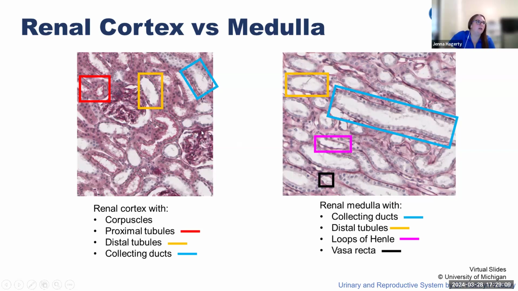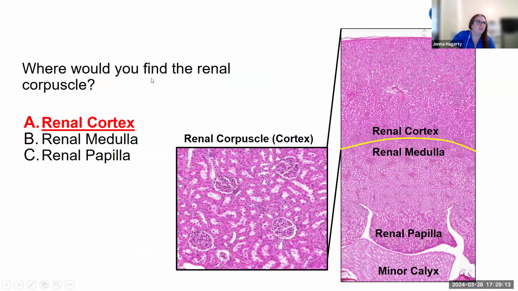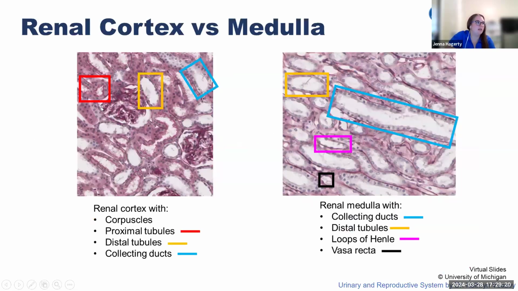So we can see, and these are very zoomed in images compared to the image that I showed you here, cortex to medulla itself. But in the renal cortex, you can see those renal corpuscles, which are here. And then we will also have your proximal tubules, distal tubules, and collecting ducts. And as we move more towards our medulla, we will start to see collecting ducts, distal tubules, loops of Henle, and vasa recta.